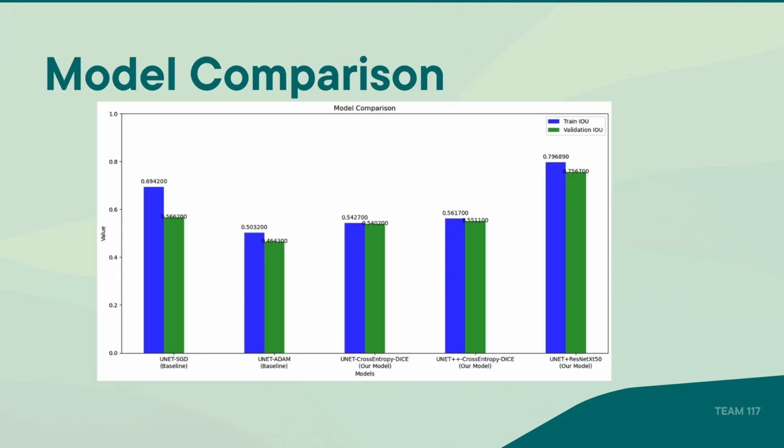This graph shows the comparison of all models we trained. We can observe that the training IOU of the baseline model was 0.5 and the validation IOU was 0.49, while our final model achieved an IOU of 0.79 on training and 0.75 IOU for validation.